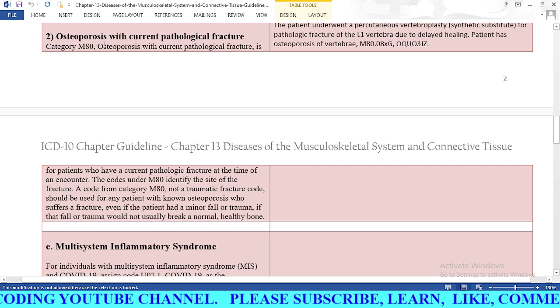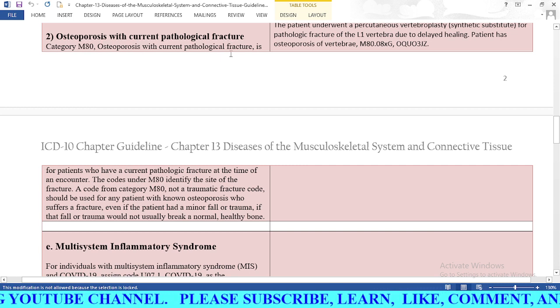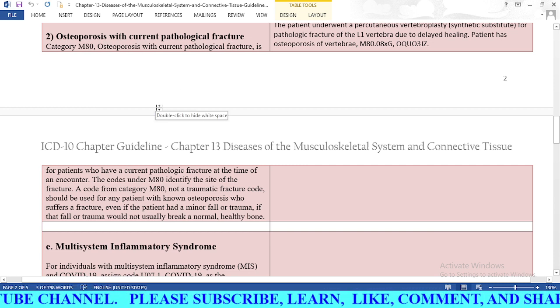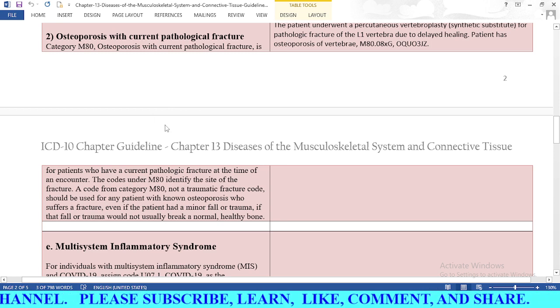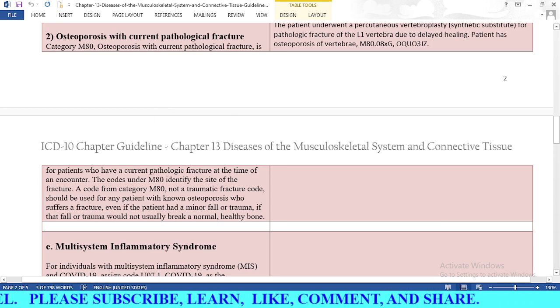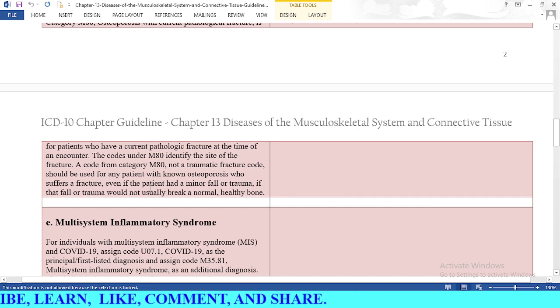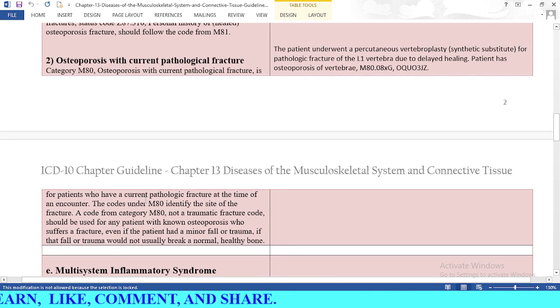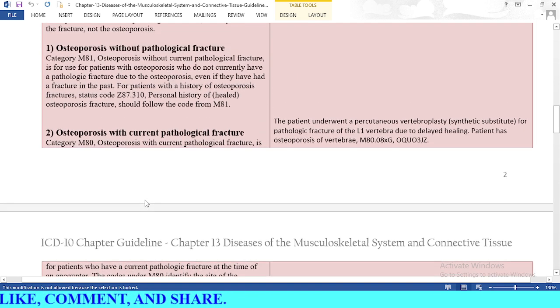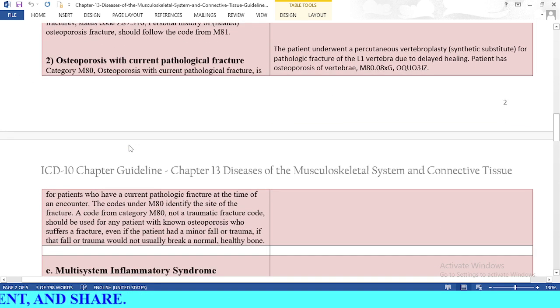Next one, osteoporosis with current pathologic fracture. So how do you code current pathologic fracture? We need to use the M80 series code. So here we need to understand: osteoporosis without pathologic fracture, we need to code M81 series, and osteoporosis with current pathologic fracture, we need to code M80 series.